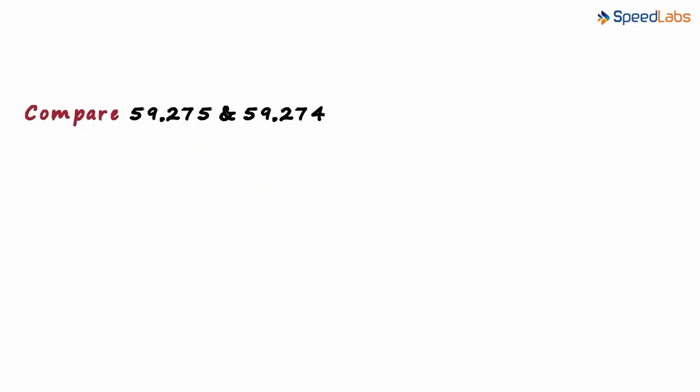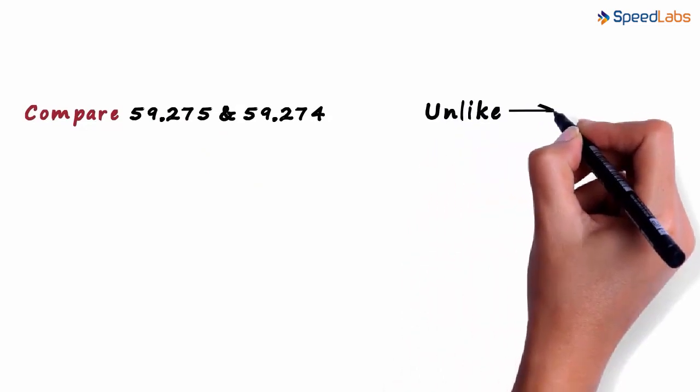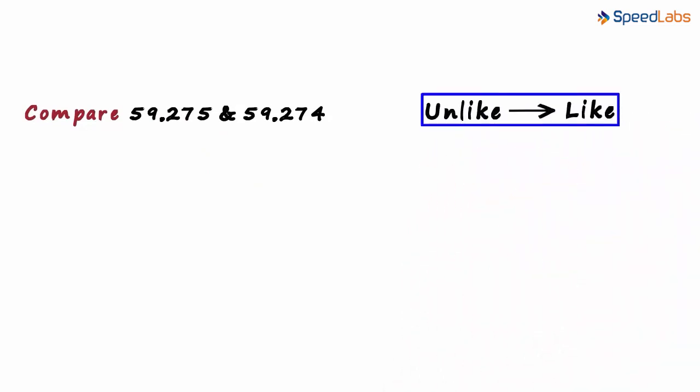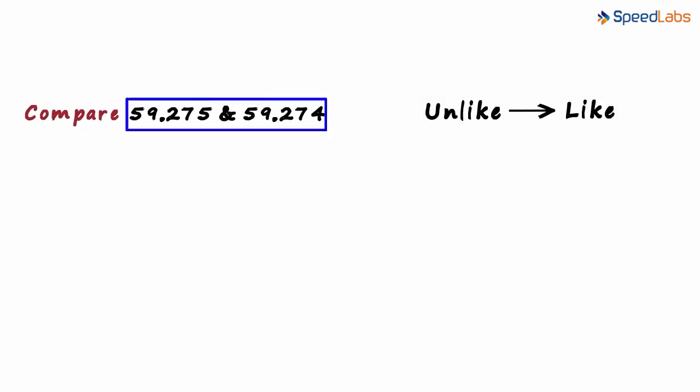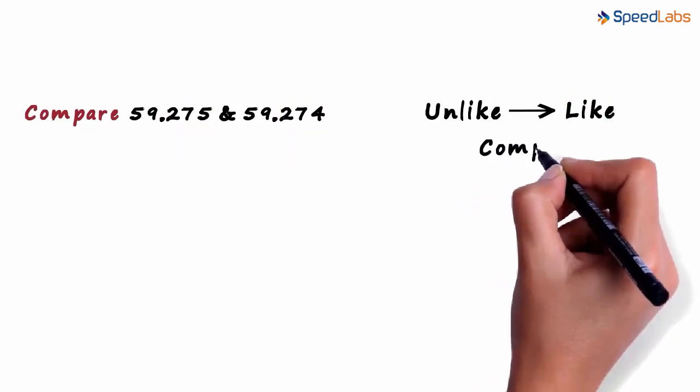First, we have to convert unlike fractions to like ones. This step actually makes the comparison process quite easy. In this case, as the number of digits after the decimal point is the same, they are already like. Once we have like decimal fractions, all we need to do is compare them.